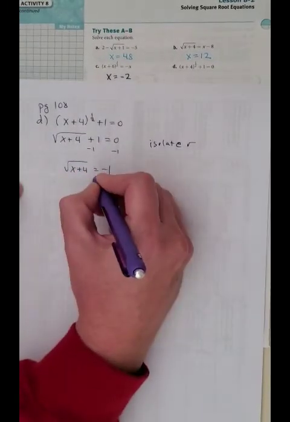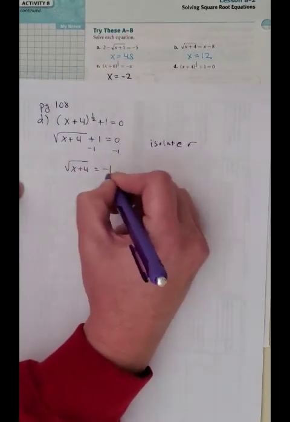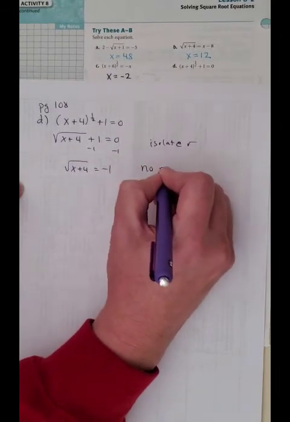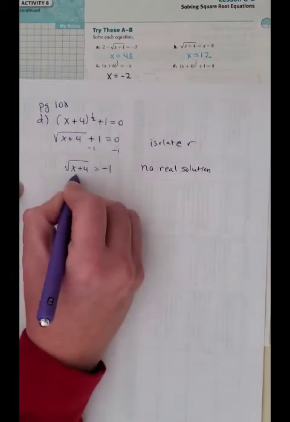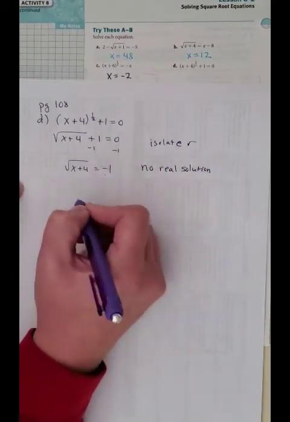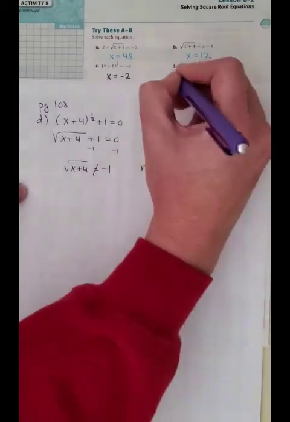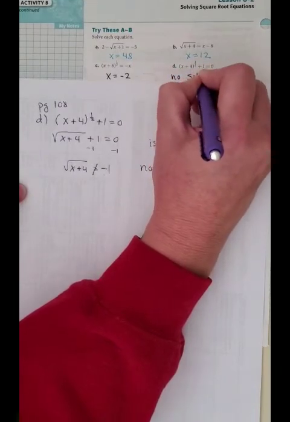And now I can stop. There's no value that will make this true, so there is no real solution. And that is because we have a square root equal to a negative. That cannot happen, so no solution.